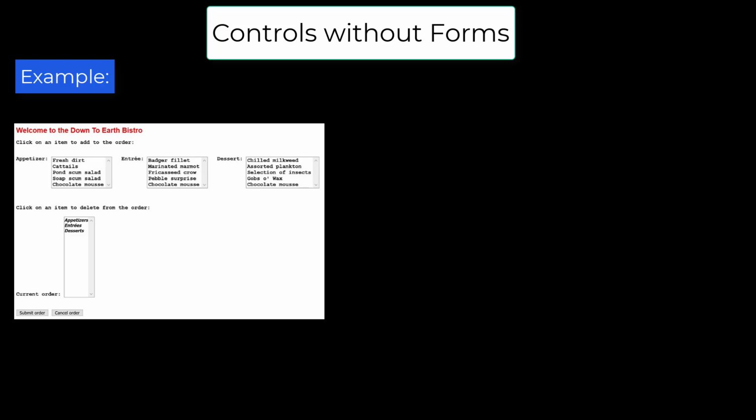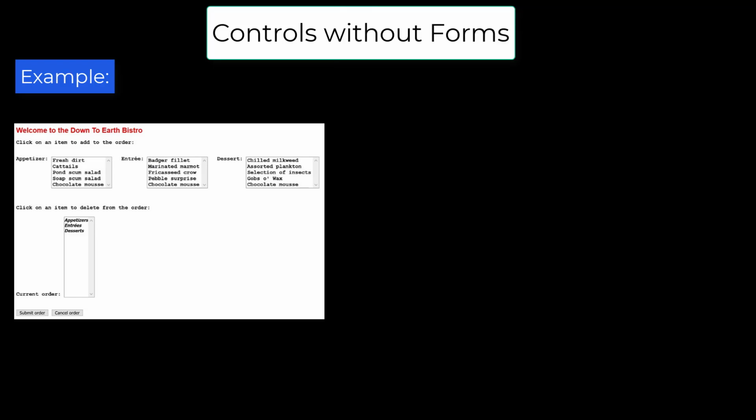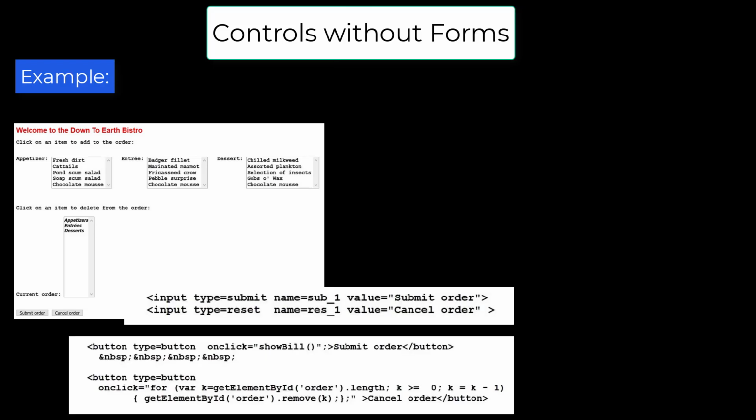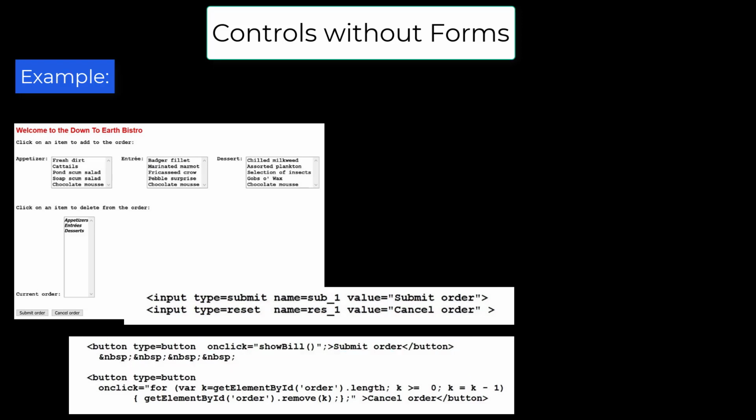This could even be sent to a local printer then. So, we get rid of the form and end form tags and change input items that were type equal submit and type equal reset to simple button items that invoke the code formally in the form start tag. And now what used to be input type equals submit is a button, type equals button. And on click, we invoke the show bill function. The text on the button will be Submit Order.